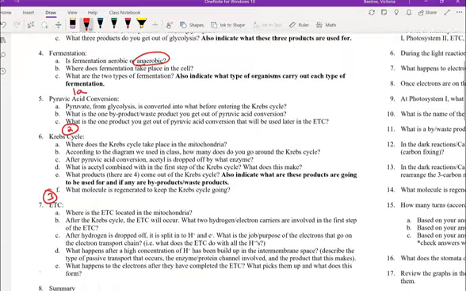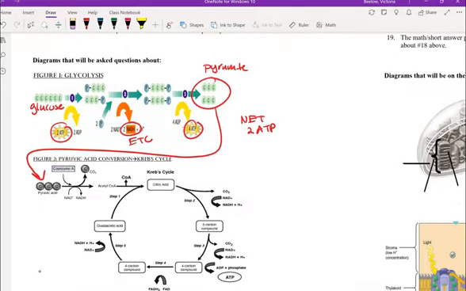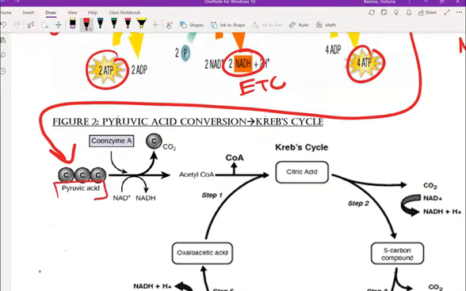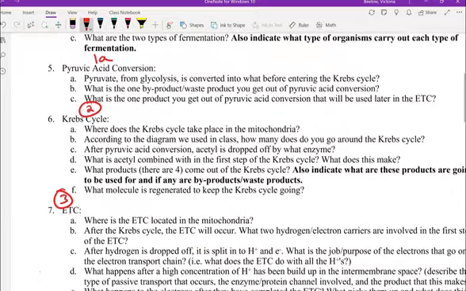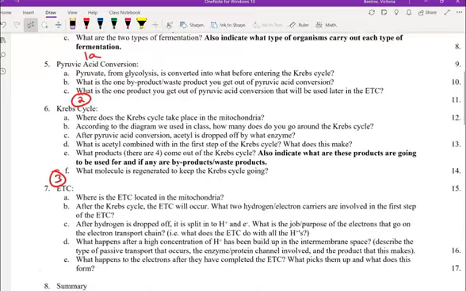So pyruvic acid conversion, that is here in this diagram. You are converting that pyruvic acid or pyruvate into acetyl, and you're using coenzyme A to do that, which is CoA. And CoA, which is coenzyme A, is going to drop off the acetyl that it has converted to the Krebs cycle. And we're also going to get a little bit of NADH out of this process, which is going to, of course, be used in the ETC. We already made some of that in glycolysis. And then you get CO2, which again is a waste product, which is what you exhale. So that's pyruvic acid conversion.